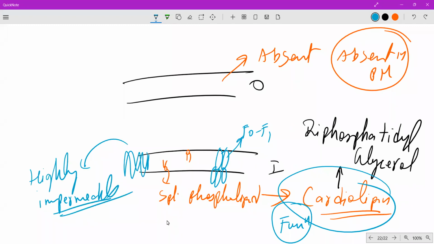ठीक है? So we have seen certain differences between the outer and the inner membrane. Is this clear? So we're starting with the mitochondria. We have the DNA. We know multiple copies of circular DNA. We have the F01 particle. We look at the structure of the F01 particle later.